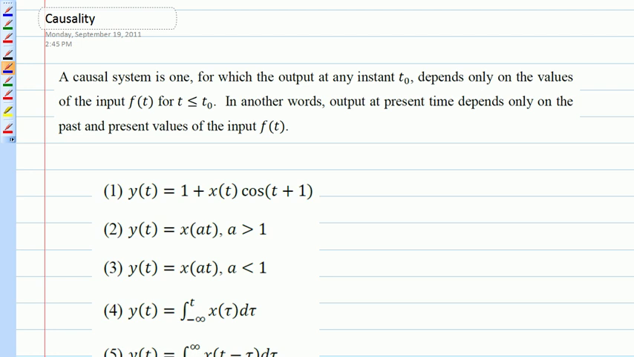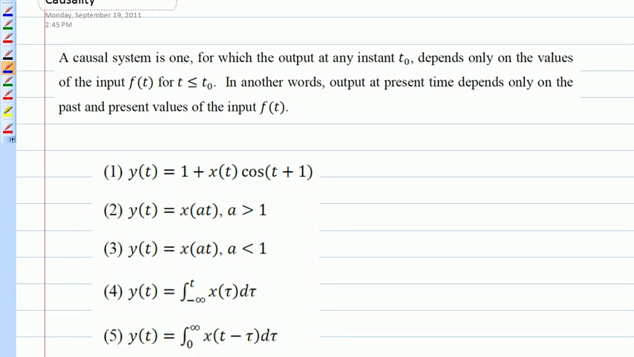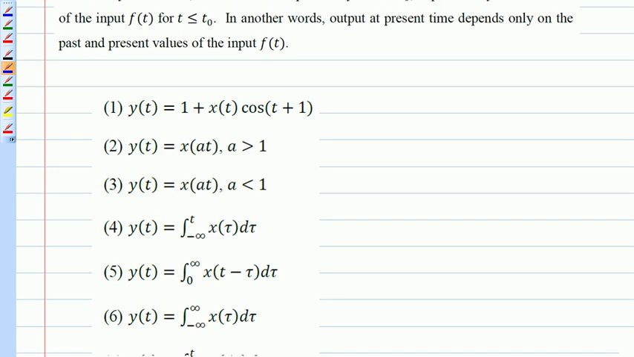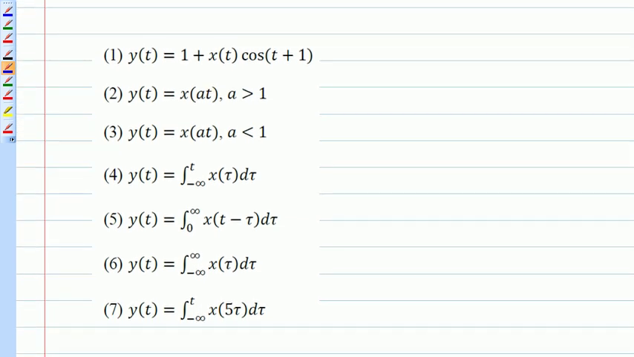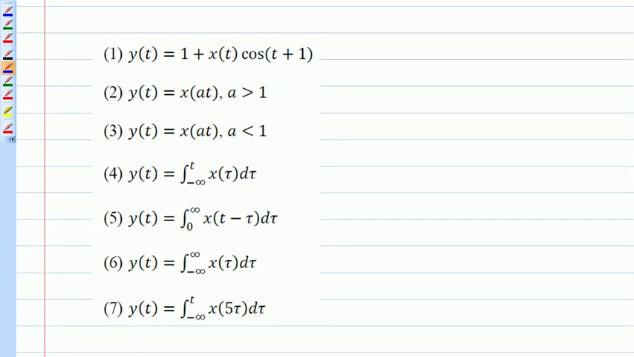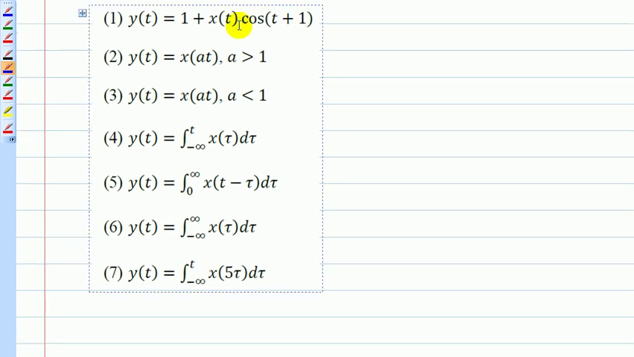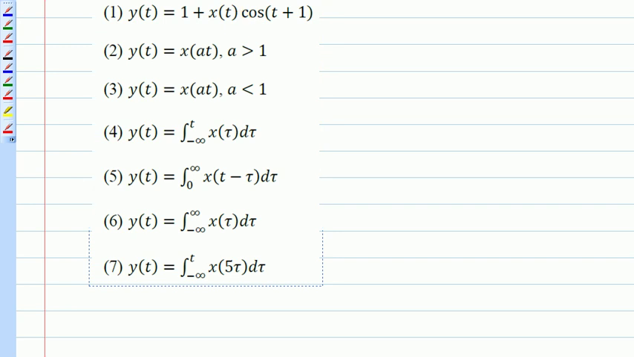Here I'm giving you some more exercises. Here are all the systems. You can pause the video and try all of these yourself, and I will proceed to solve them and give you a quick demo of each system. So let's take a look at the first one.